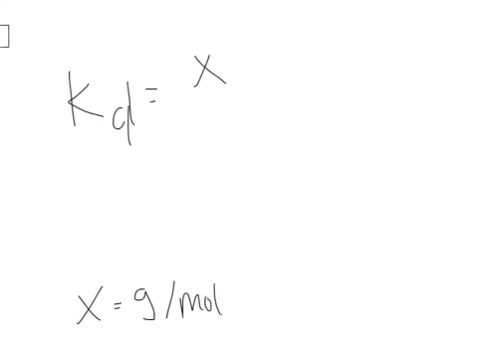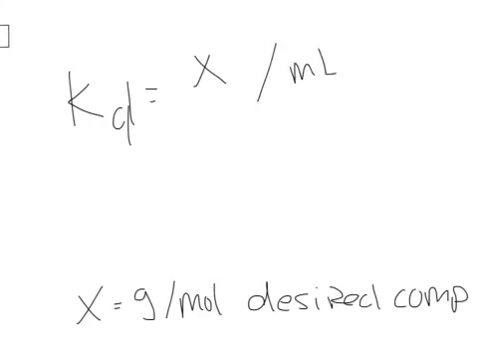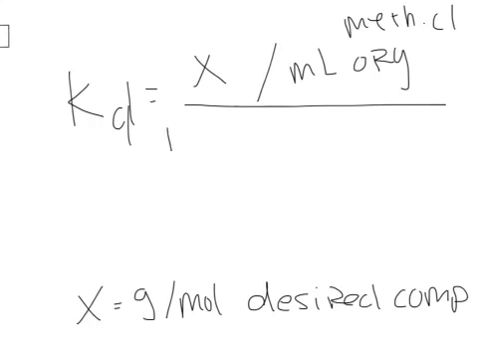Kd is the dissociation constant of the desired compound, in which Kd equals X, which we'll call X grams or moles of the desired compound, over the milliliters of the organic substance, in this case methylene chloride, all over the total or initial grams of X minus the grams extracted in the organic layer over the milliliters of water.